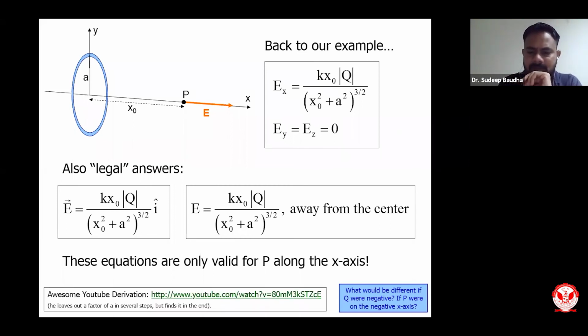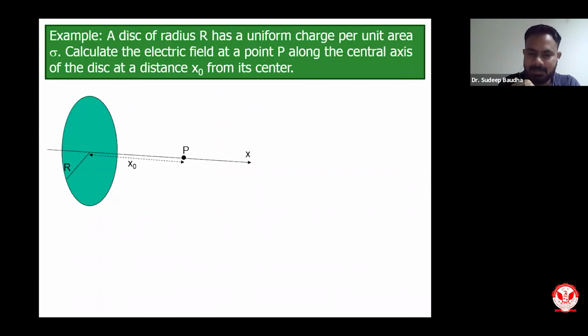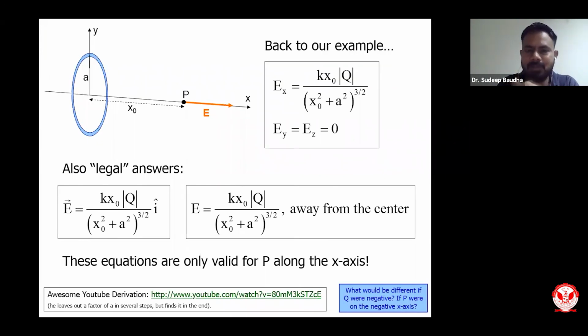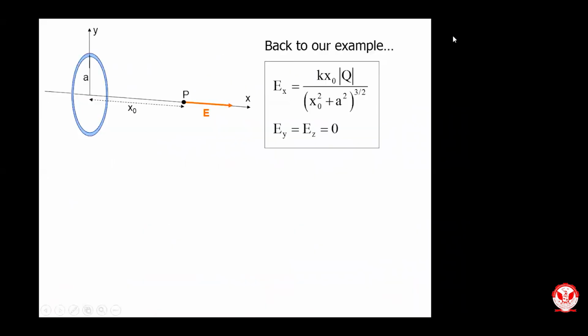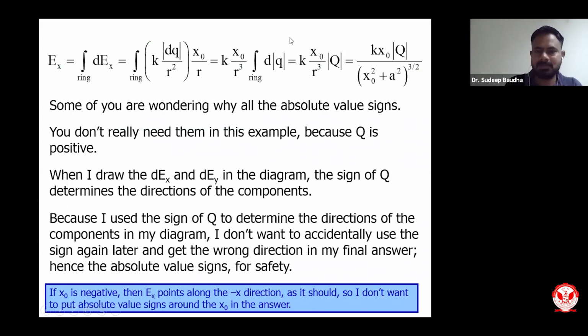If Q were negative and if P were on the negative x-axis, then what will happen to this electric field? That is my question to the audience. I don't know how many people are still listening. Okay, 13 people are there. Let me see how many are there. Yes, sir. Please repeat the question. So the question is, suppose, just a minute. Okay.